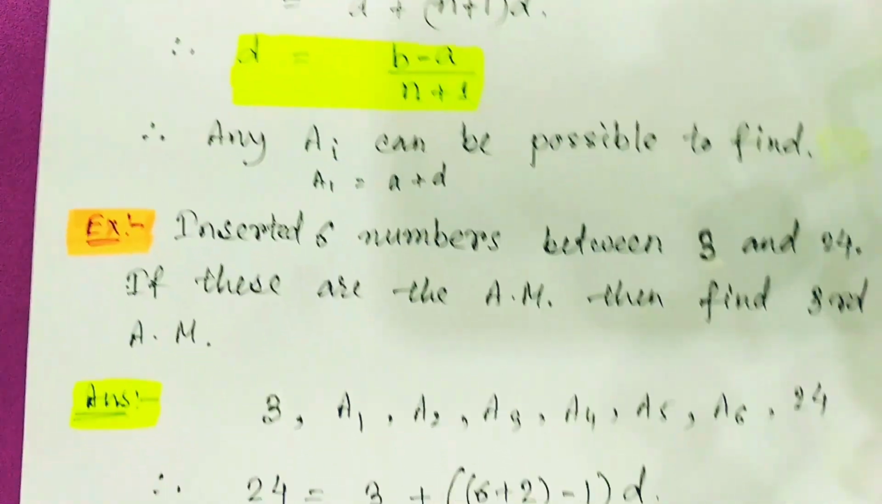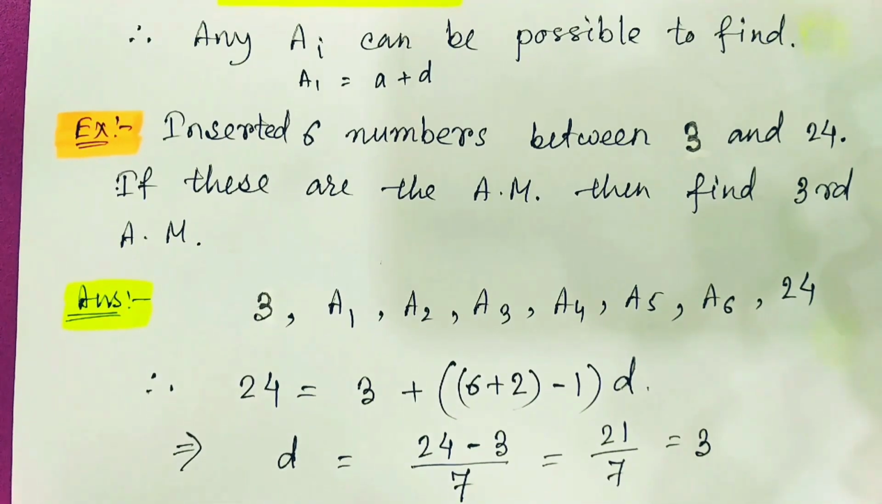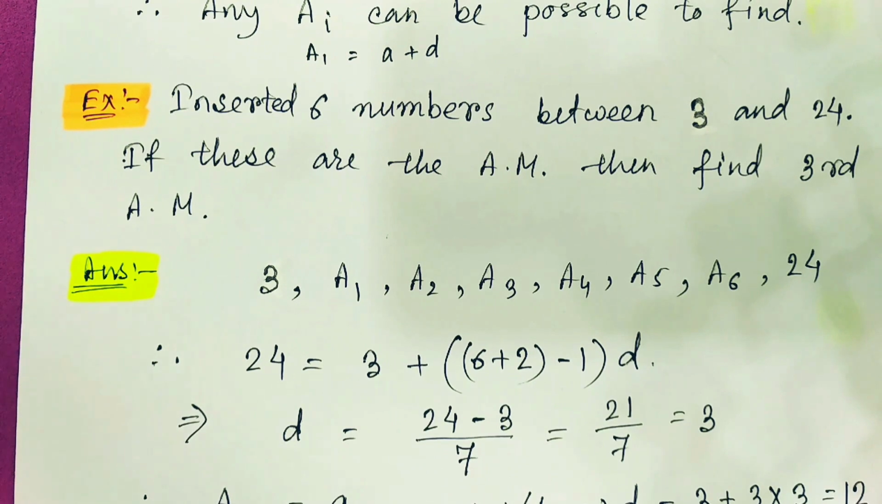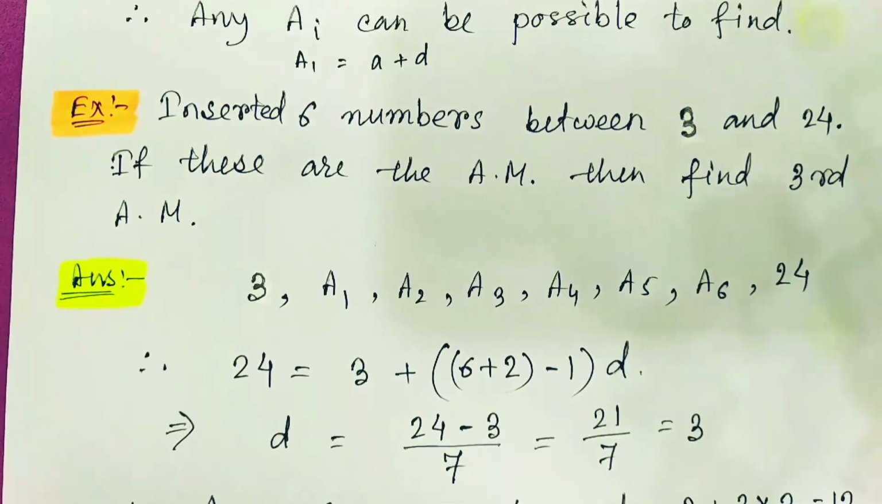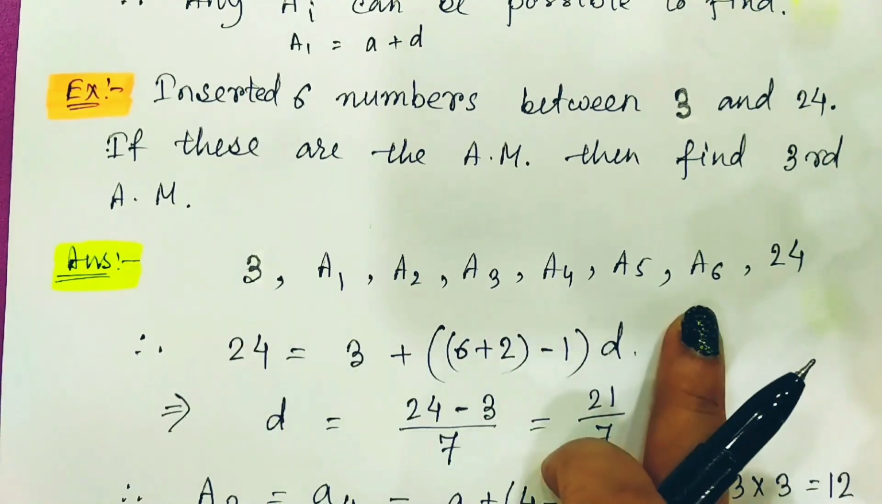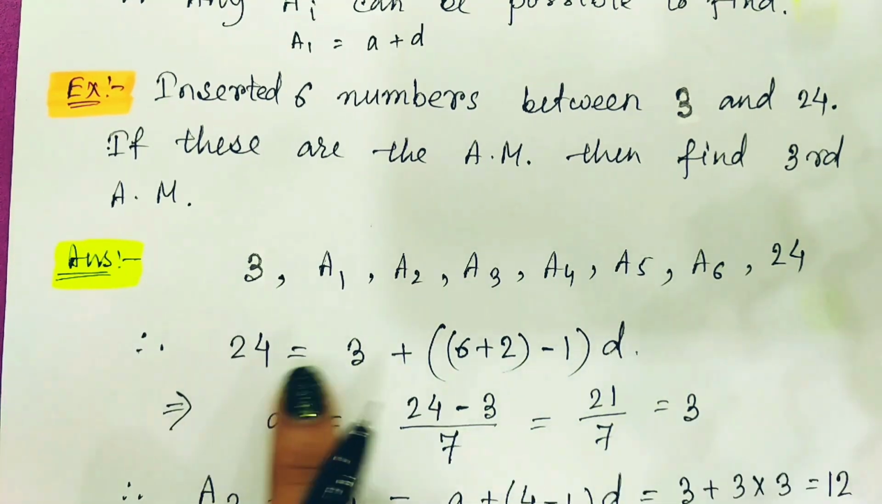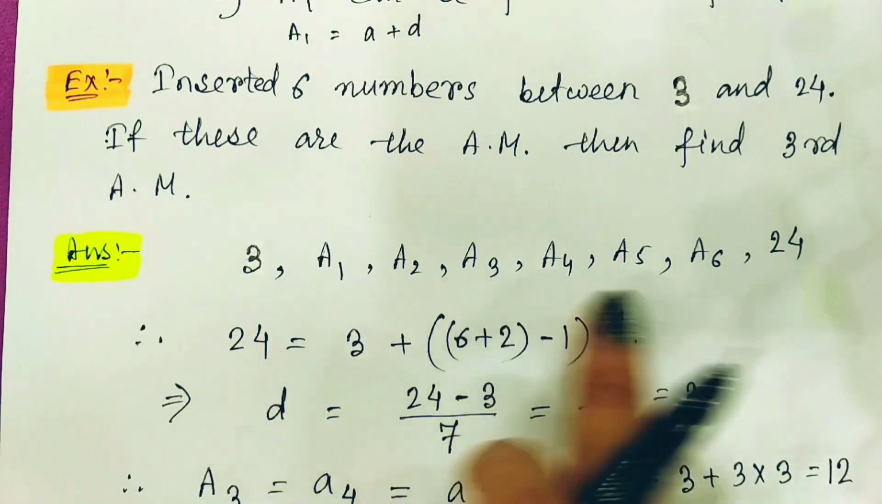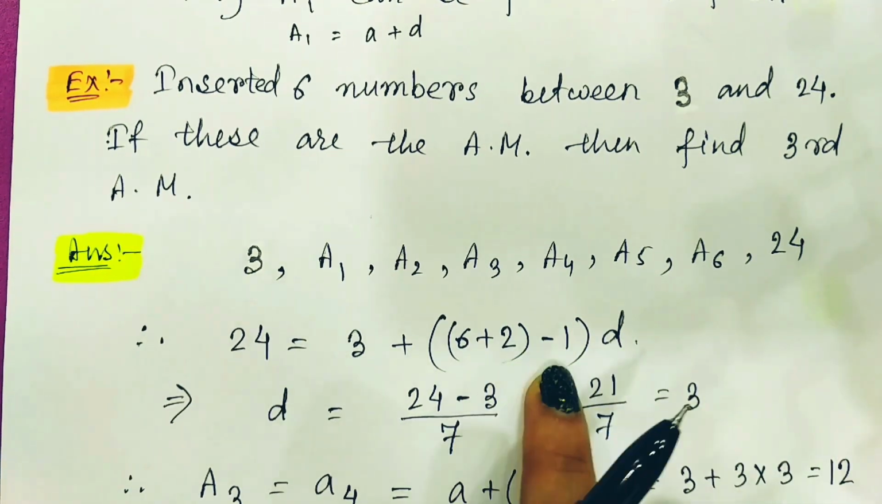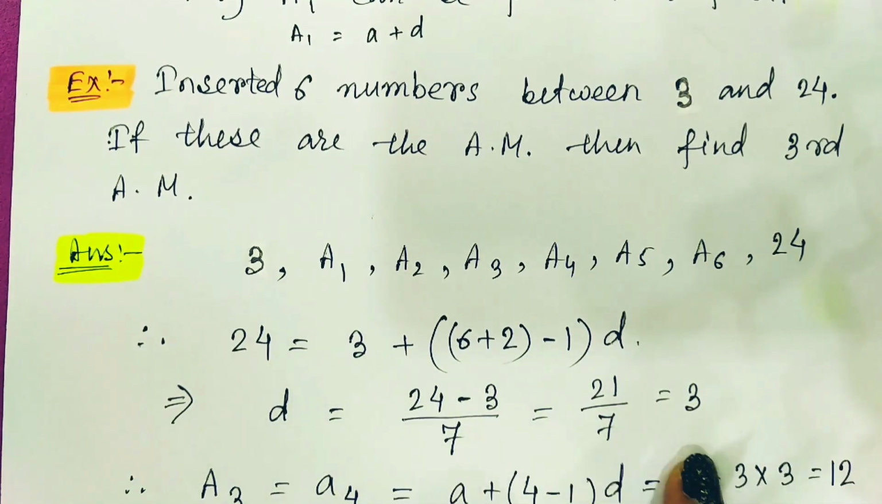So let us do an example. Insert 6 numbers between 3 and 24. If these are the arithmetic means, then find the third arithmetic mean. First of all, 3 and 24 are given, and in between them we are supposed to add 6 numbers. So 24 can be expressed in this form: 3 plus (6 plus 2 minus 1) into d. So the d value is 3.